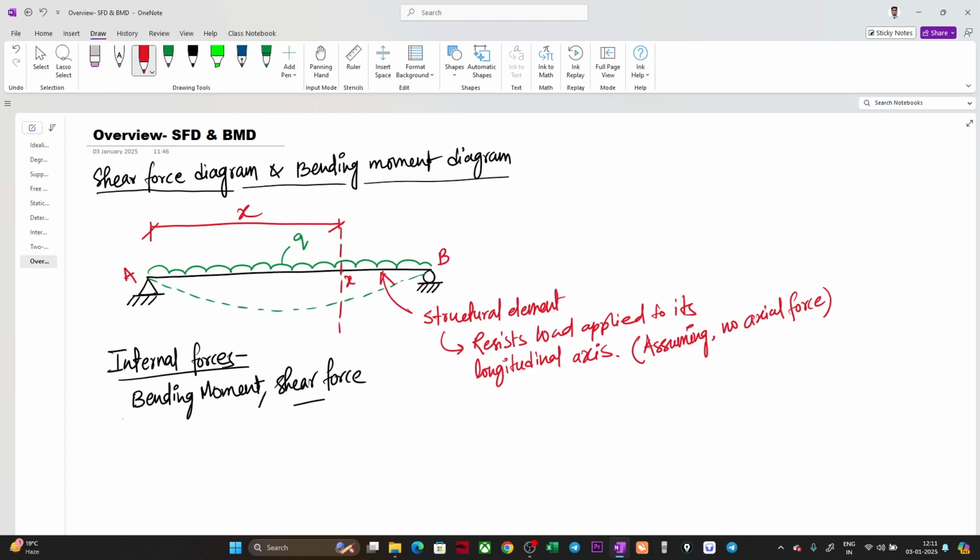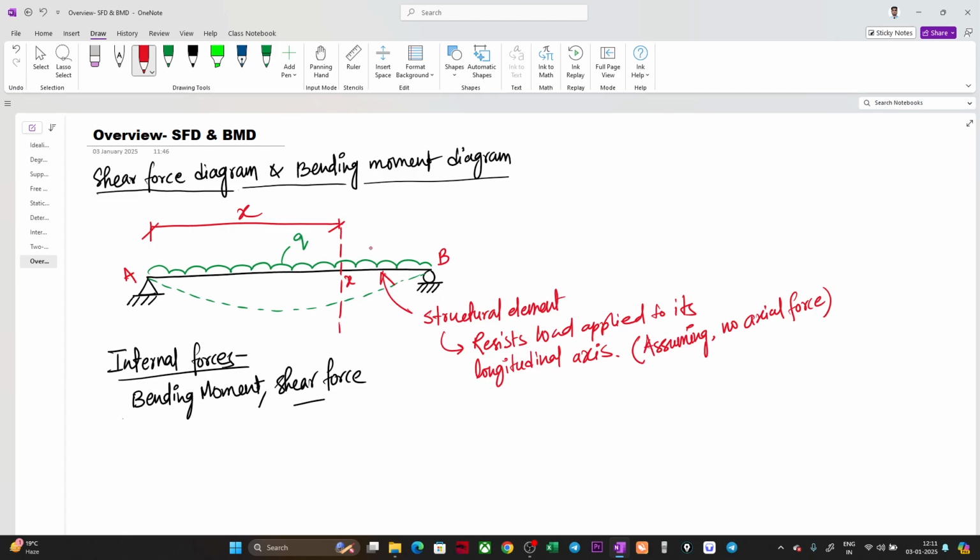Okay, we need to find an expression for that, and from that, at any point of this particular beam we can find the bending moment and shear force, and we can understand the variation of the bending moment and shear force throughout its length.